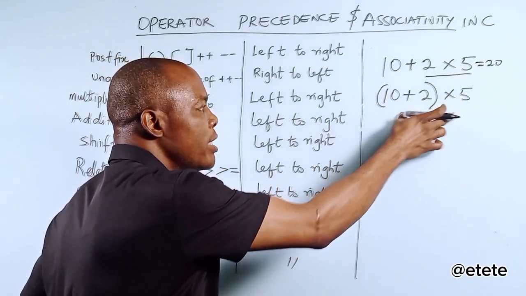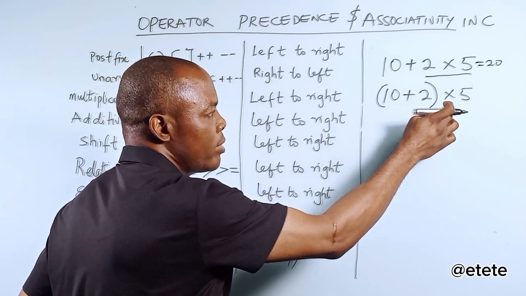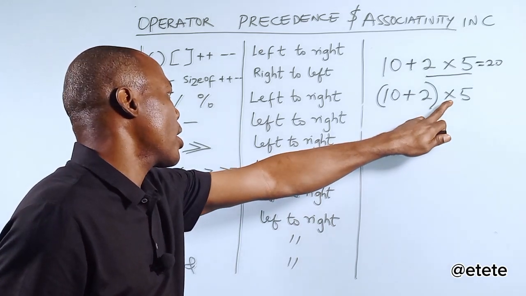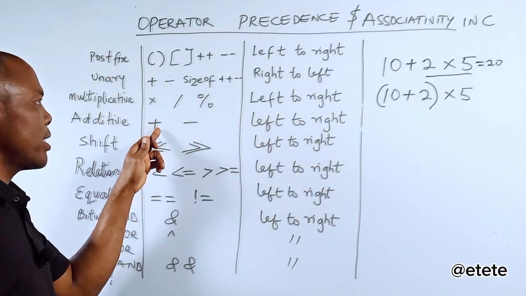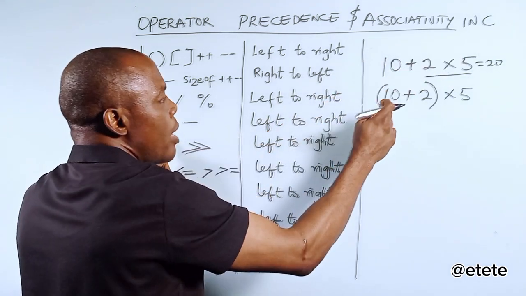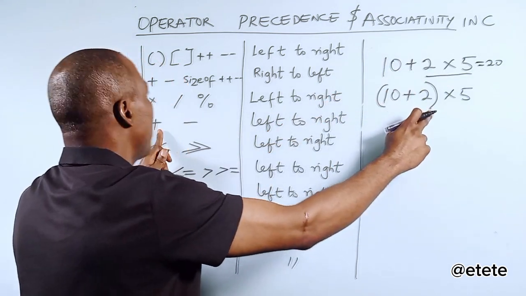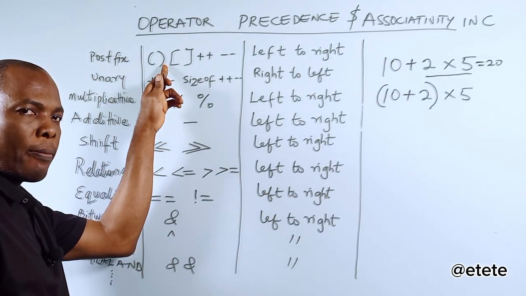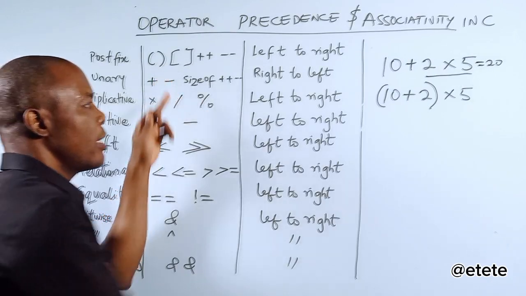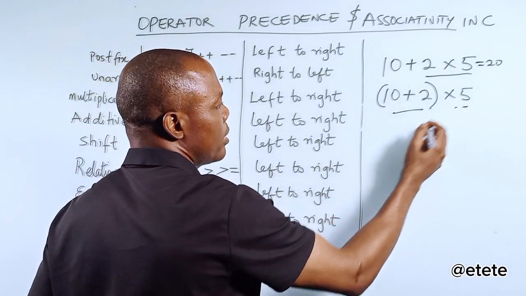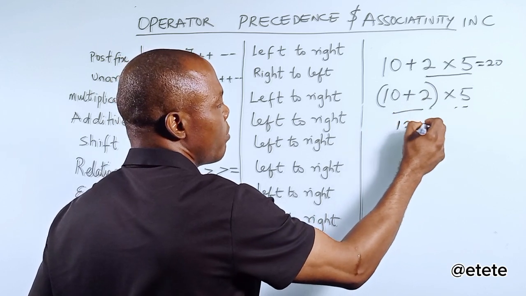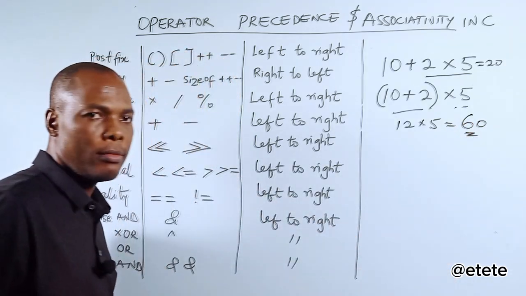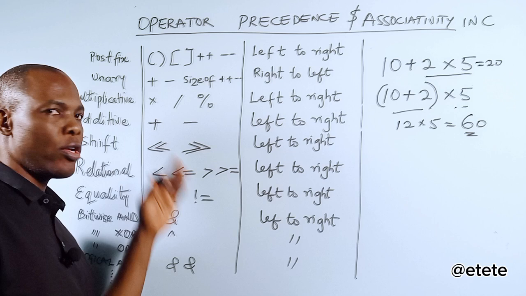Now, when you look at this, you're having this operator, and this operator. This sign comes before addition, which is what you did here. But because of this operator, which is this parenthesis, is the highest, it's at the top, this one will have to come first before this. So this will be what? 12 multiplied by 5. This will give us 60. So that is the concept.